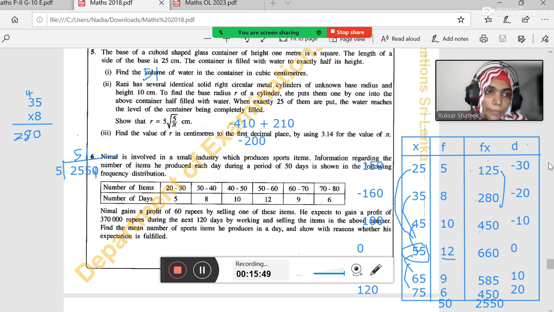Let me help you out with what we did for the deviation column. 25 minus 55 is minus 30, 35 minus 55 is minus 20, and so forth. We got the deviation column. Now don't worry, you're not going to add the deviation column, but you're going to multiply the deviation column with the frequency column. That's what I've got here. I hope you can see that as well. So what are we going to do? Minus 30 multiplied by 5 is minus 150. Minus 20 multiplied by 8 is minus 160. And minus 10 multiplied by 10 is minus 100.